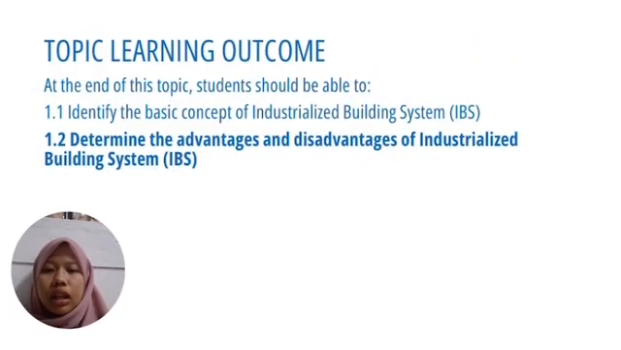Topic learning outcome. At the end of this topic, students should be able to 1.1 Identify the basic concept of industrialized building system (IBS). 1.2 Determine the advantage and disadvantage of industrialized building system (IBS).